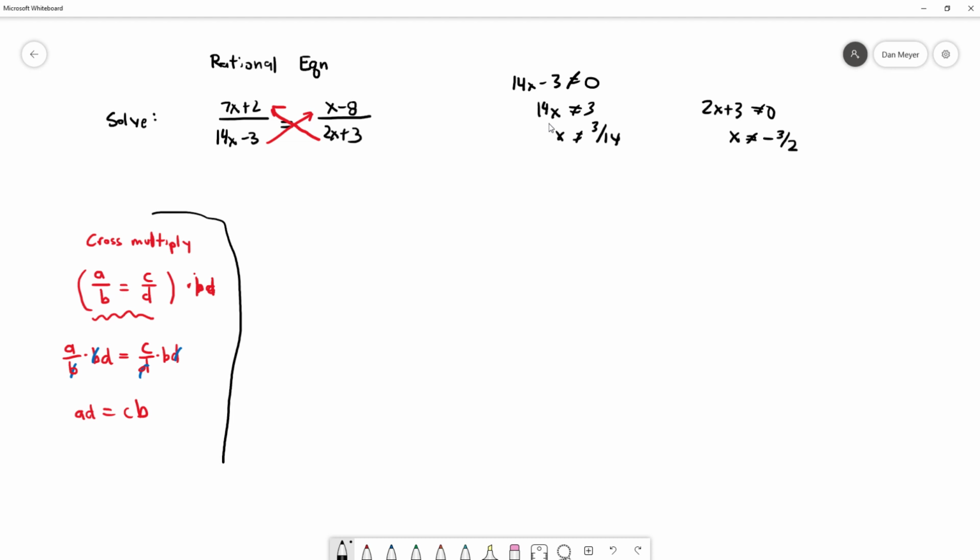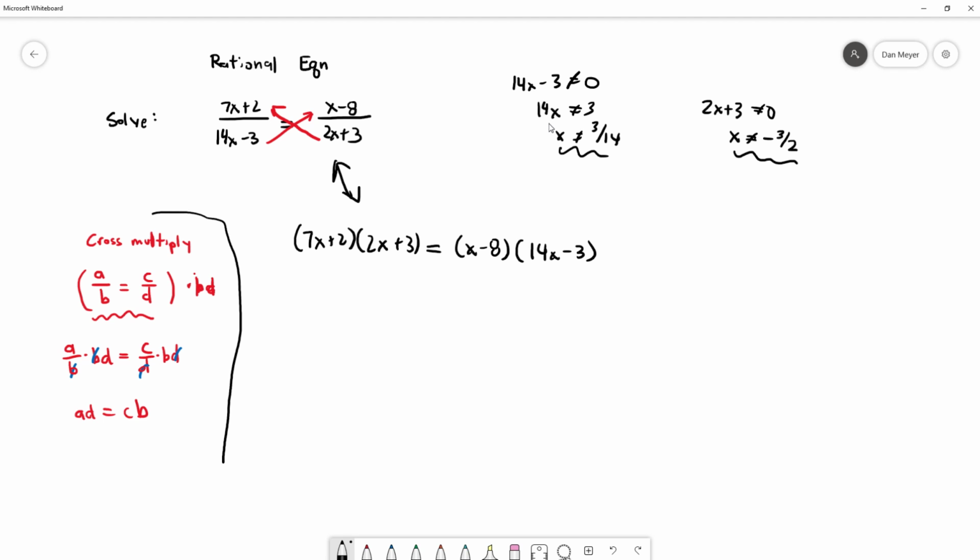If I cross multiply, I end up with 7x plus 2 times 2x plus 3 is equal to 8 minus x times 14x minus 3. Again, I don't think that these two equations are equivalent because we changed the domains. That's why the videos do a good job of warning you that when you're solving your rational equations by cross multiplying, you have to check that the numbers don't make the denominator zero. It's specifically so that we can deal with the domain issue. Anyways, we will go ahead and do algebra.